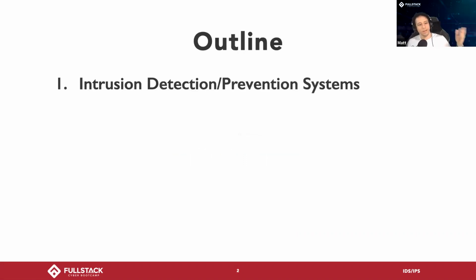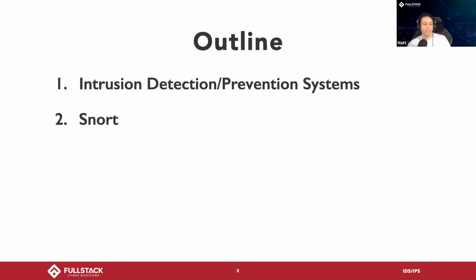So what are we talking about? We're going to talk about these two different types of systems. Again, I'm going to use them pretty much interchangeably. However, there are some differences between them. And again, I'll say the differences are in the name, essentially where they act. Do they detect that something is happening and let you know? Or do they actually prevent things from happening before it happens?